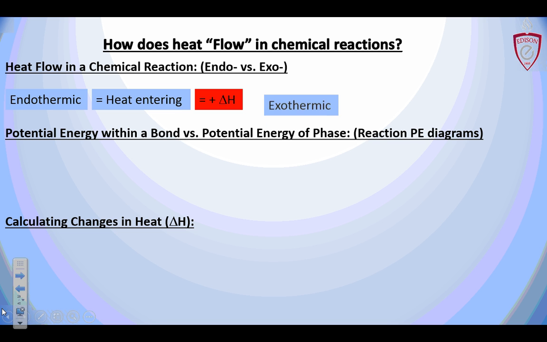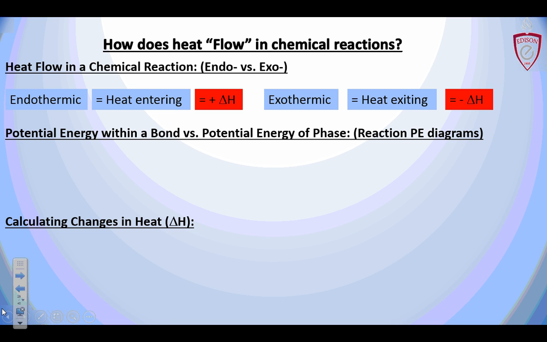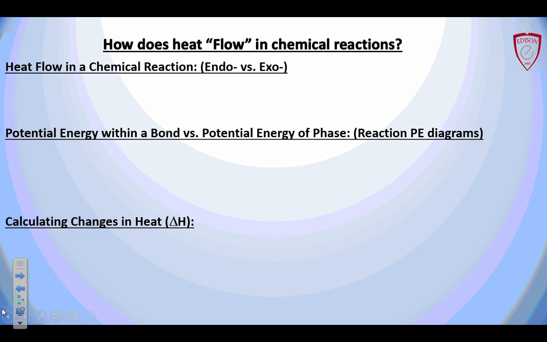Exothermic is the opposite: heat exiting the reaction or the system, and we show that as a negative delta H, a negative heat of reaction, which might be counterintuitive because of the negative sign, but the negative just means it was lost. It's leaving, so we would find it on the product side of the reaction in an equation, listed as plus energy on the right-hand side of the arrow.